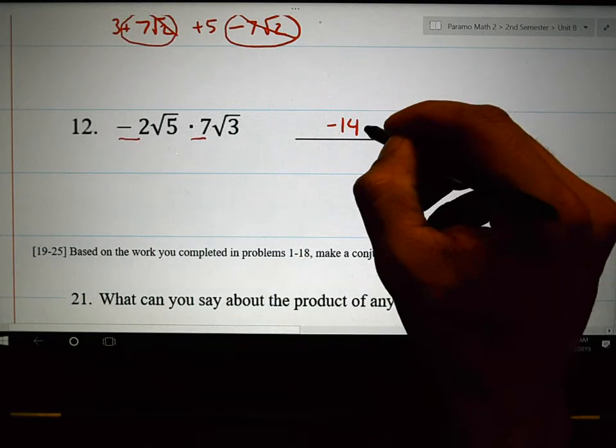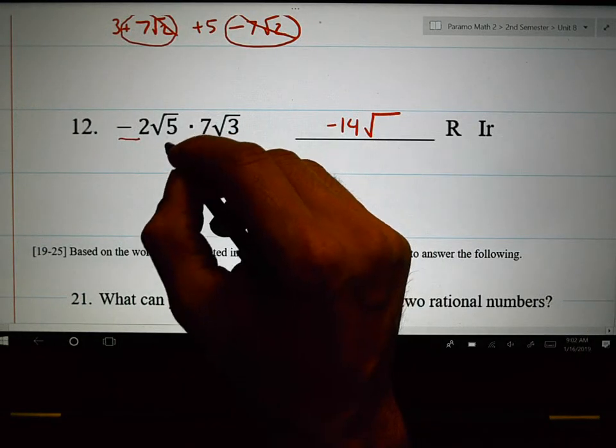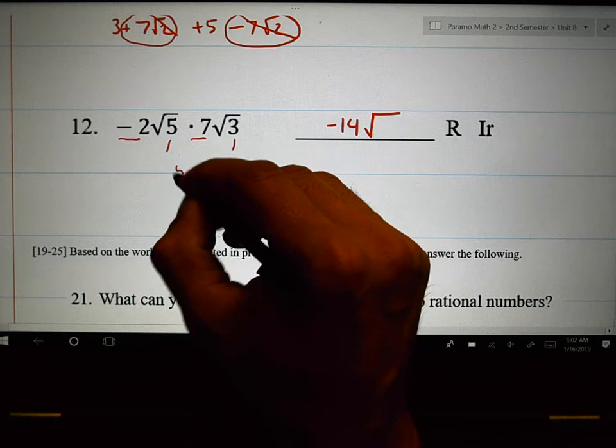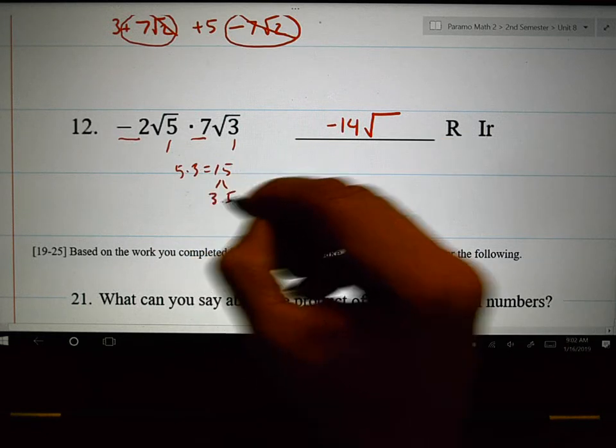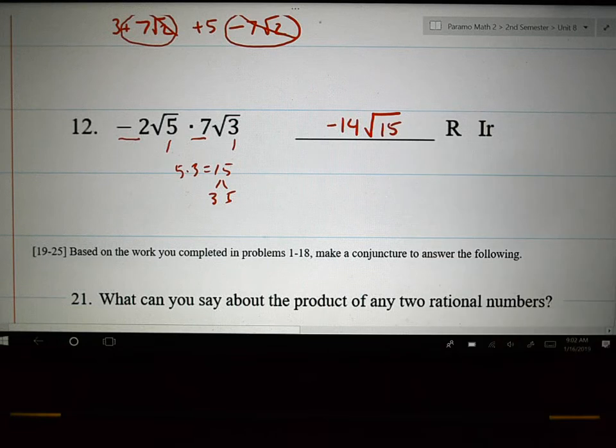So you have a 5 inside and a 3. 5 times 3 is 15. And there's really no pairs there. So you just put them together. Put it as negative 14 root 15. And then you decide, is it rational or irrational?